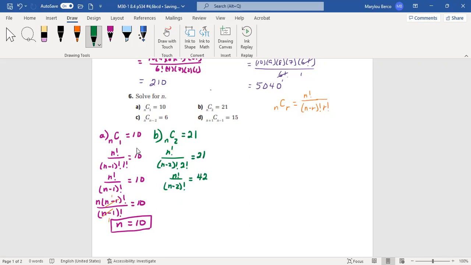Okay, again, we expand the larger of the two terms. So I have n by n minus 1 by n minus 2 factorial over n minus 2 factorial equals 42. Okay, so these will cancel out, and I get n squared minus n minus 42 equals 0. Looks like an H, I better fix that.